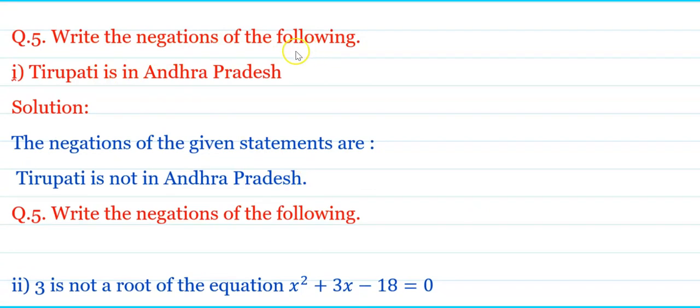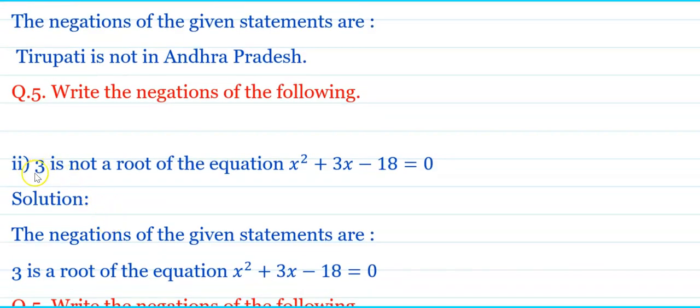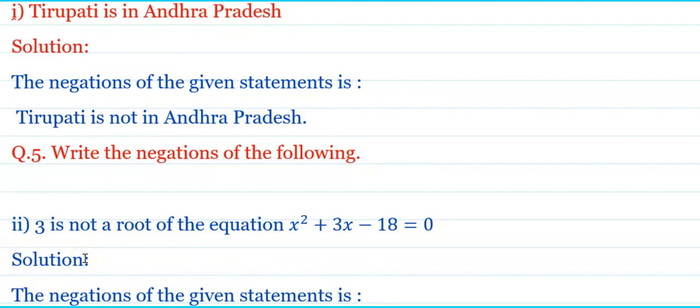Now question number 5: write the negation of the following. Tirupati is in Andhra Pradesh. The negation of the given statement is Tirupati is not in Andhra Pradesh.